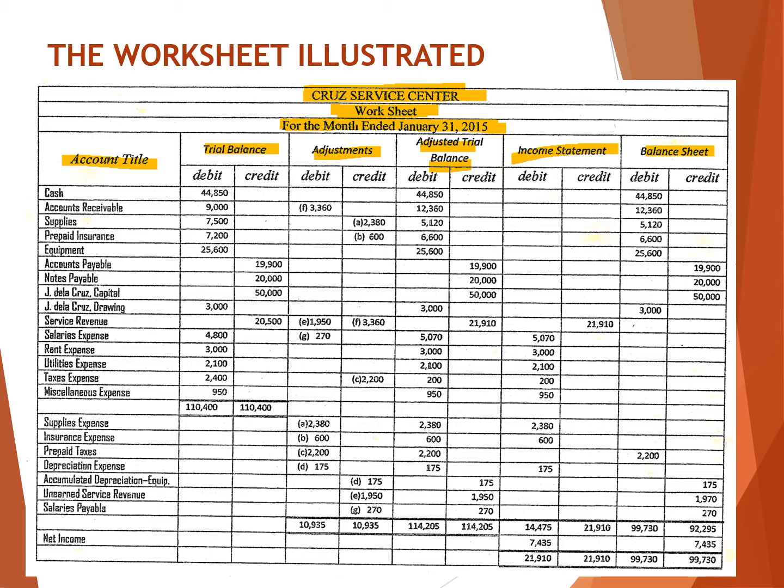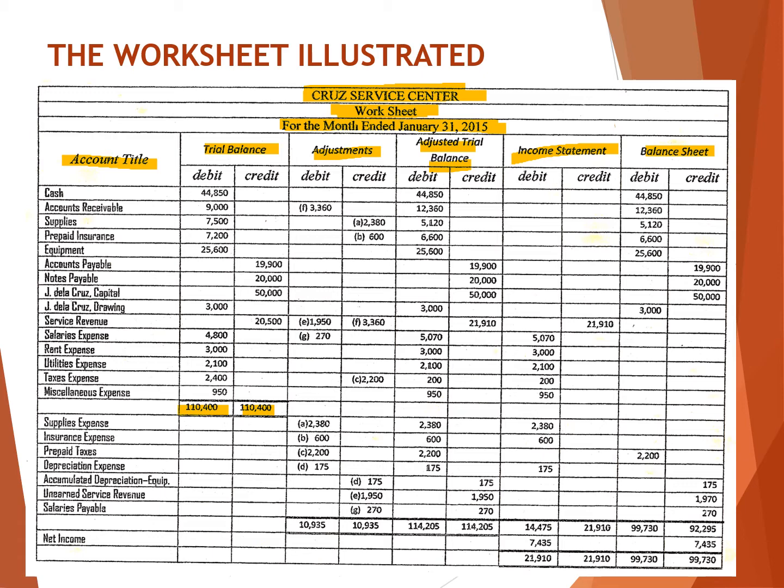Punta tayo muna sa trial balance. As you can see here, sabi nga natin kanina sa discussion, you just need to copy the account titles and then the amounts of the given trial balance to the trial balance column. And then you have to add them and they should be equal.